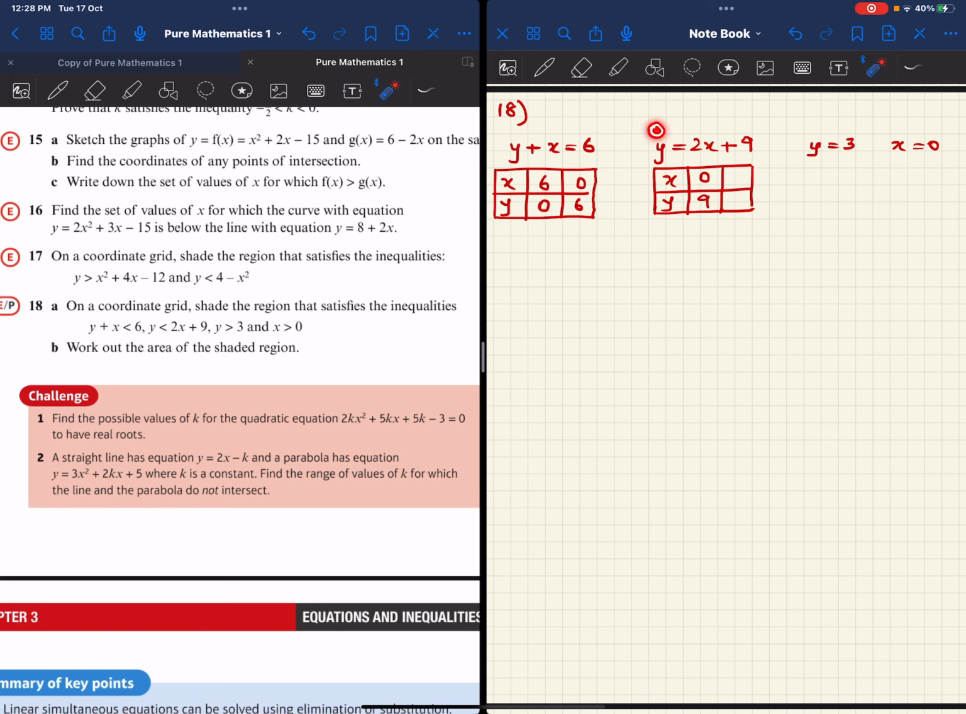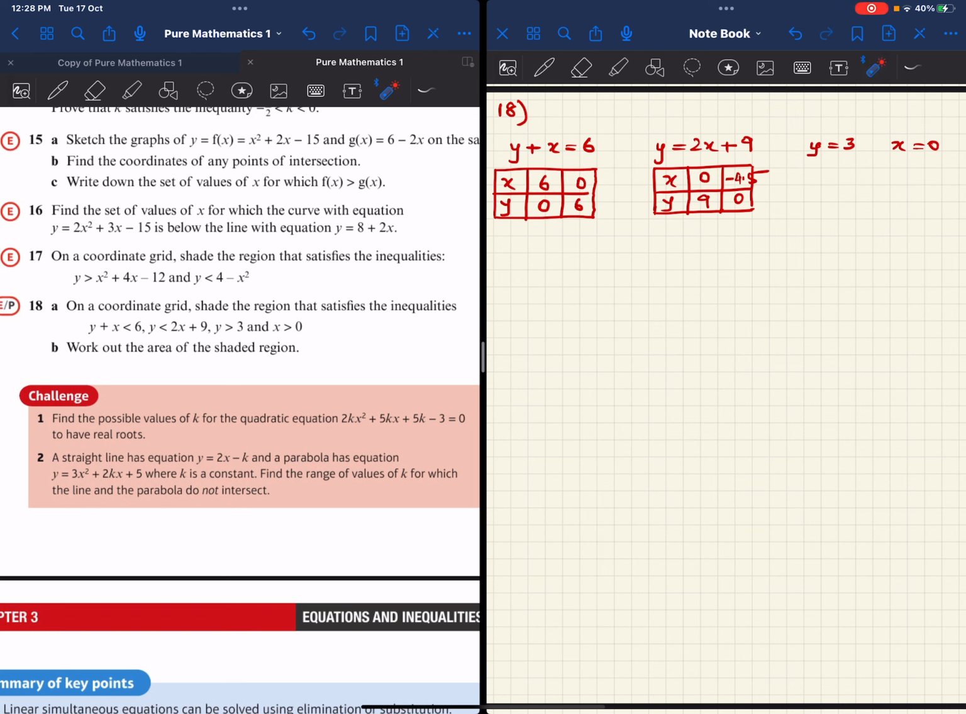So when y is 0, 0 is equal to 2x plus 9. Therefore, 2x is equal to negative 9. Therefore, x is equal to minus 9 by 2, or x is equal to minus 4.5. So x is minus 4.5 when y is 0. And for the remaining two lines, we can just draw straight lines.